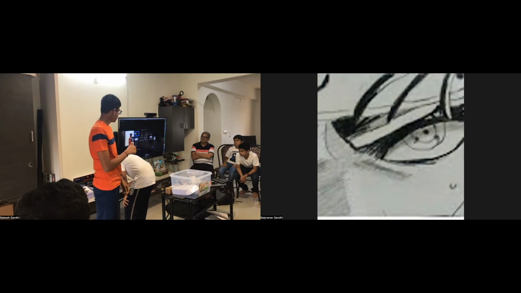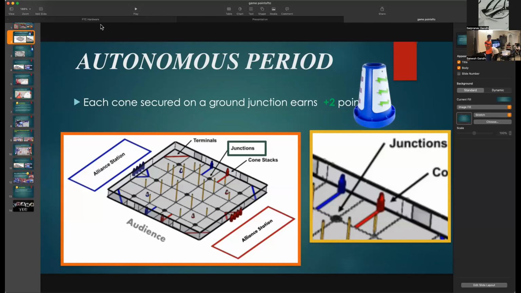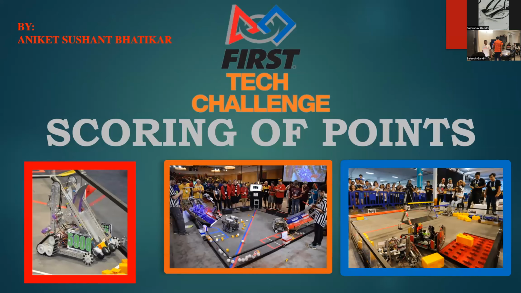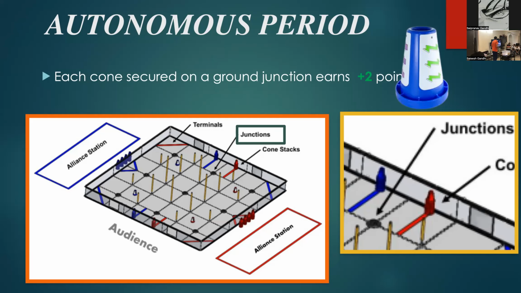So you were told about the scoring of points. So I will go to additional. We can do your whole thing again because this is not easy to understand. We have to repeat again and again. Now first we talk about how to score points in the autonomous.